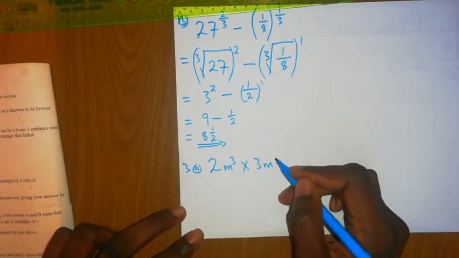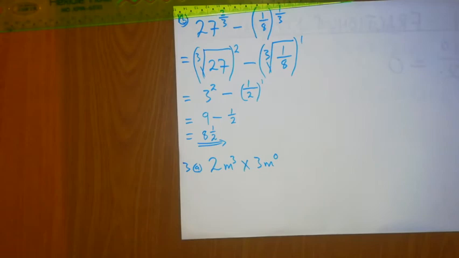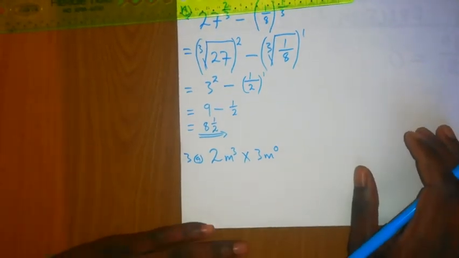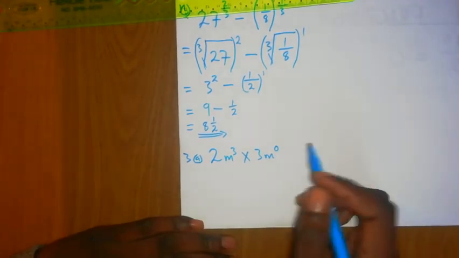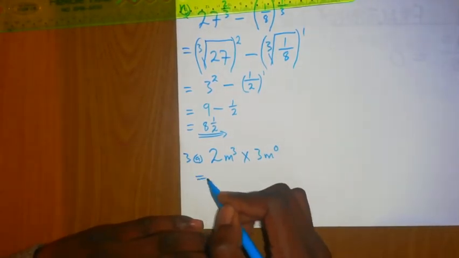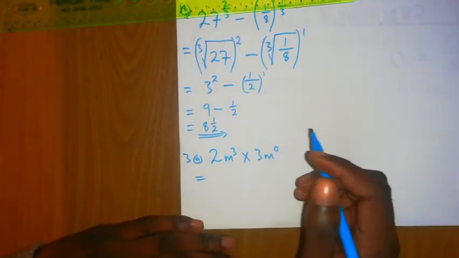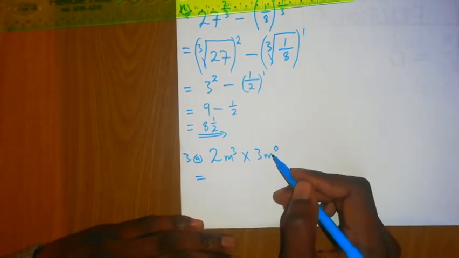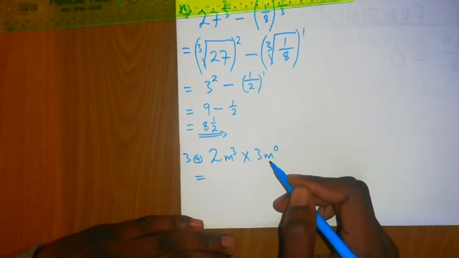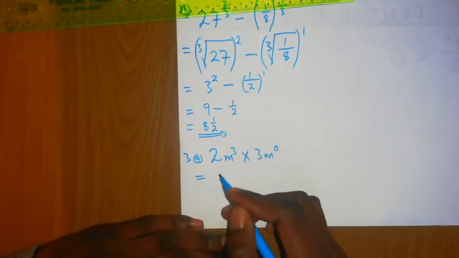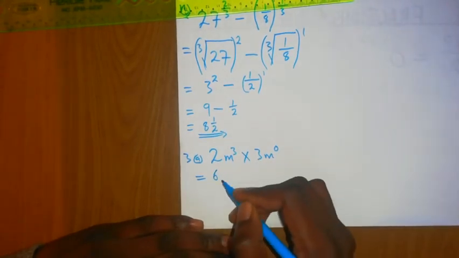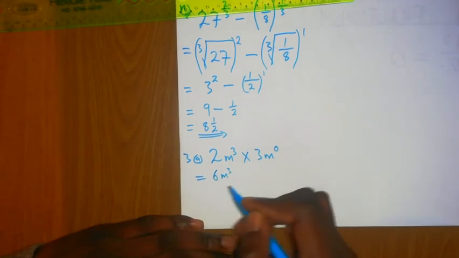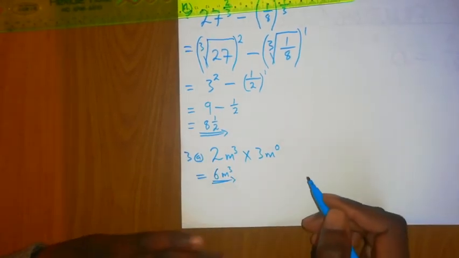3m to the power of 0. If anything is raised to a power of 0, there are two methods that I think I showed you previously on which method to apply. In this case, I'm going to apply my simplest method, which is to convert this m into 1, just because this 0 is affecting an m. So it's now 3 times 1, that's a 3. Then 2 times 3, that's a 6. m to the power of 3. That is my answer.